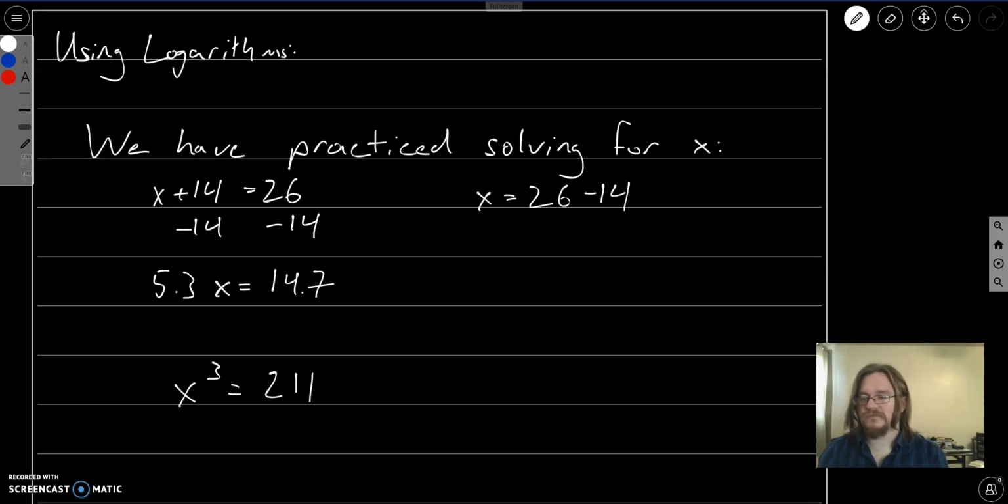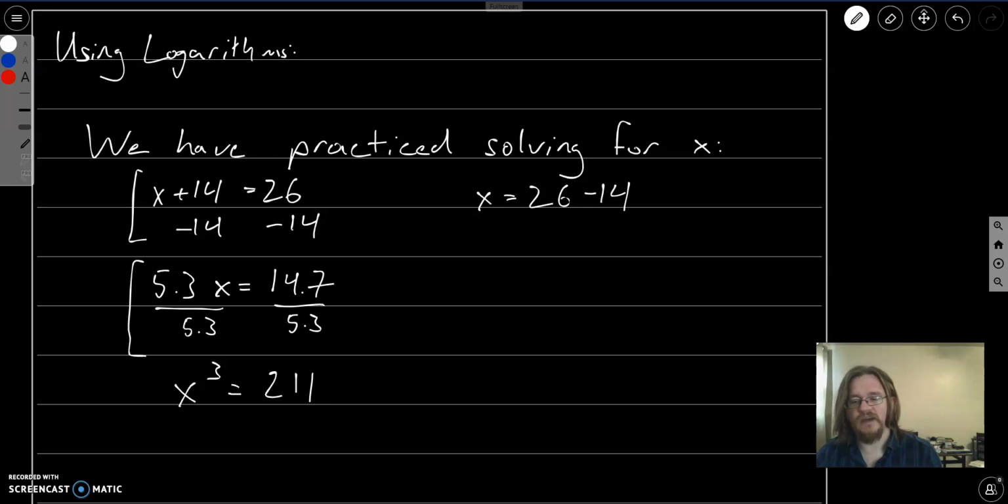We also have, say, multiplication here. Here I have 5.3 times x is equal to 14.7. Well, if I want to undo multiplication, because I'm multiplying 5.3 and x, in order to undo multiplication, I have to divide. So I divide both sides by 5.3, and x would then be 14.7 divided by 5.3. So again, I undo addition using subtraction, I undo multiplication using division.